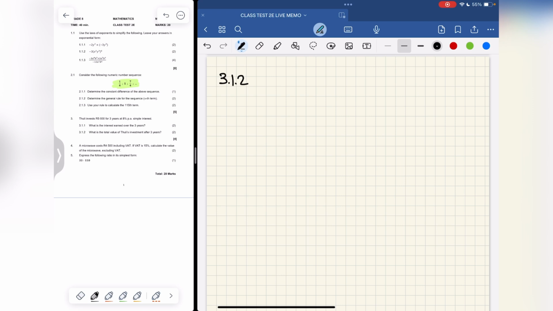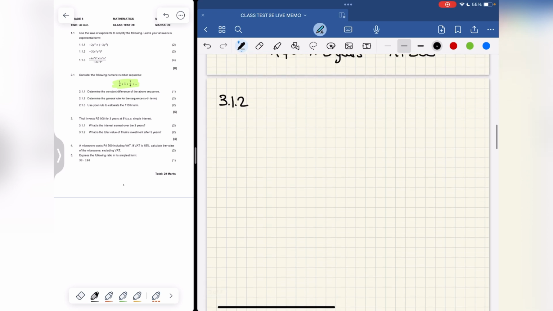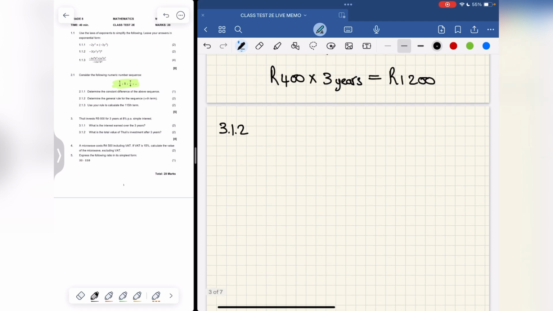3.1.2, what is the total value of Thule's investment after 3 years? Now this can also be done in two ways. We can use the formula that allows us to calculate the final value after an investment or a loan was made. So for an investment, you'll calculate the final value that you'll get out of the investment after a certain amount of years. And for a loan, you'll calculate the final amount that you owe the bank, for example, after a certain amount of years. So that formula is of course given by A is equal to P(1 + R times N over 100).